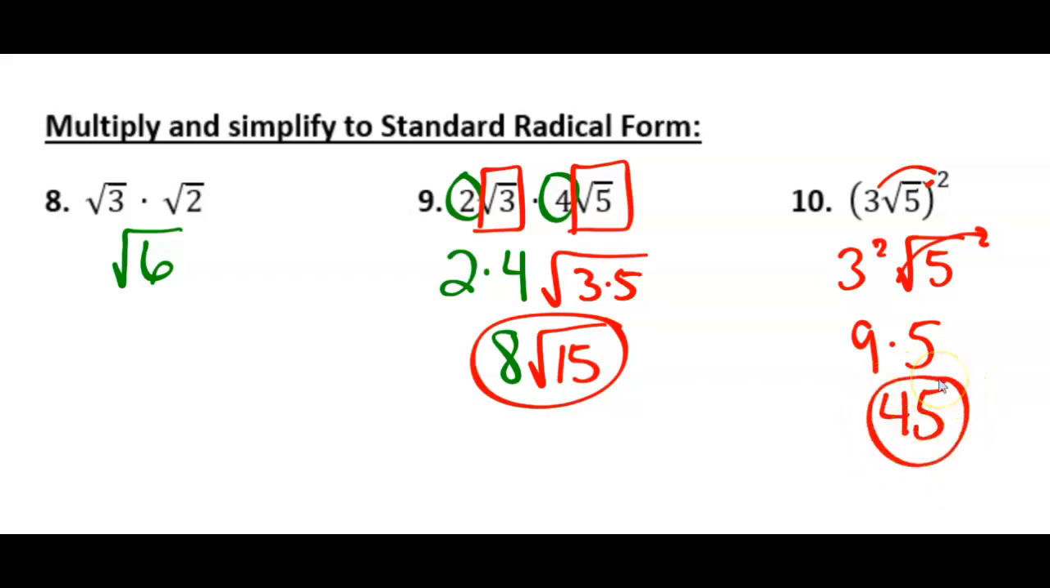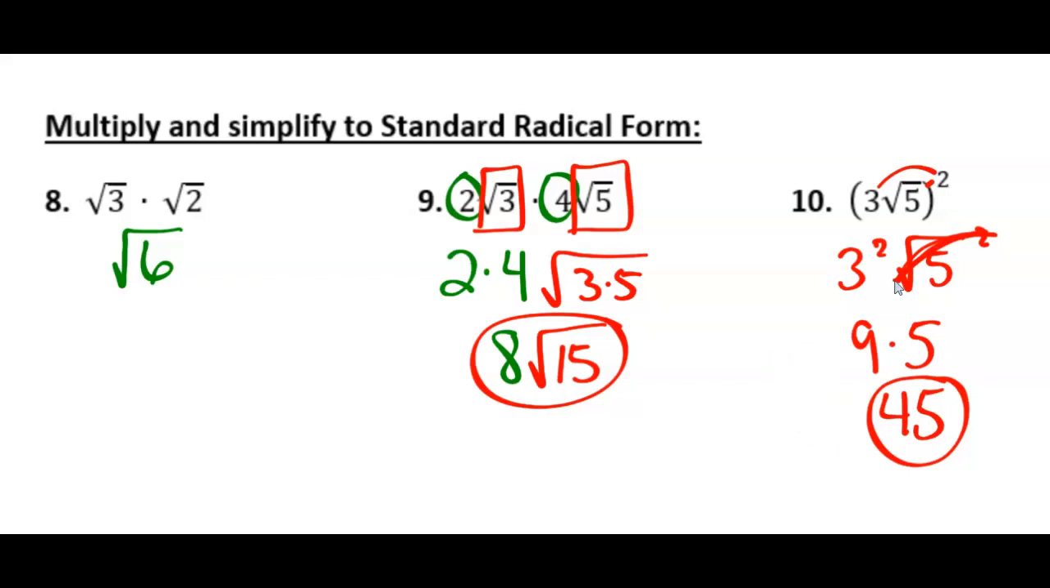Did I lose you? I hope not. So I first distributed in my exponent. Then I did 3 squared, that's 9. This exponent cancels out the square root sign, so just the 5 is there. And so then I multiply and I get 45.